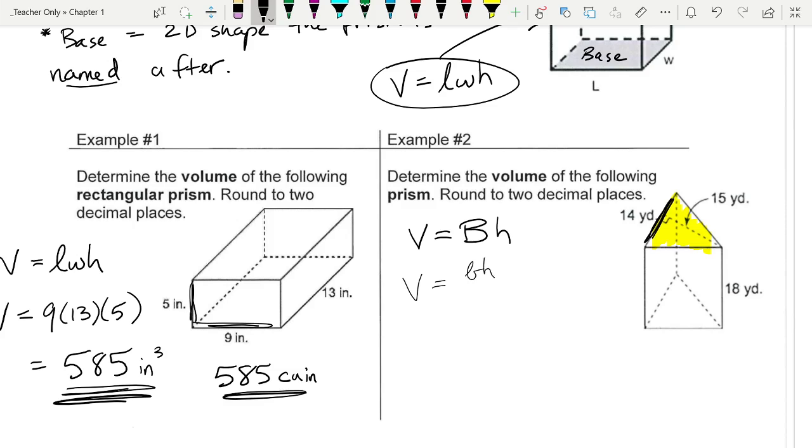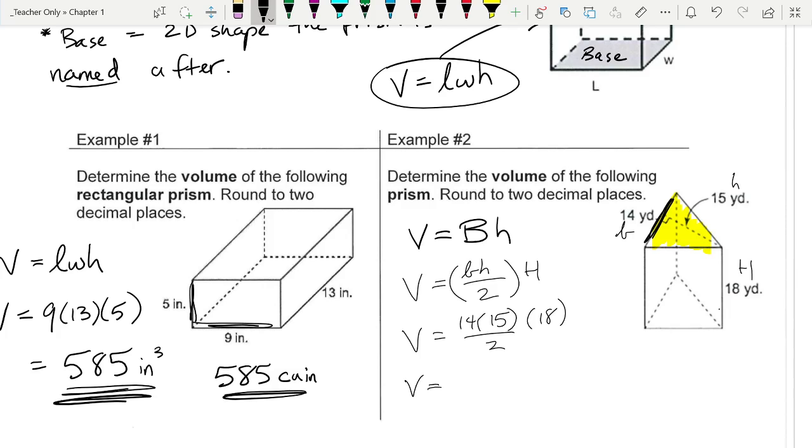Now I'm going to switch to little b for the base of the triangle. And, okay, you know what? I'm going to use a lowercase h meaning this, and I'm going to use an uppercase H meaning that. Because those heights are two different heights, right? The triangle has a height, and the prism itself, when it's sitting on the triangle, has a height. So the volume is the area of this triangle, which is 14 times 15 divided by 2, times how tall it is, which looks to me like it's 18.